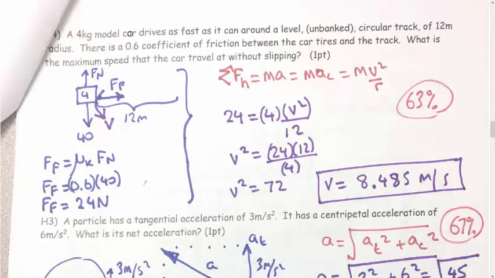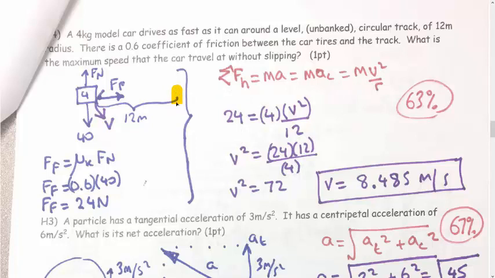A 4-kilogram model car drives as fast as it can around a level unbanked circular track of 12-meter radius. There is a 0.6 coefficient of friction between the car tires and the track. What is the maximum speed that the car can travel at without slipping? Again, I need a good diagram. I didn't draw the full circle in, but there's the middle of the circle.